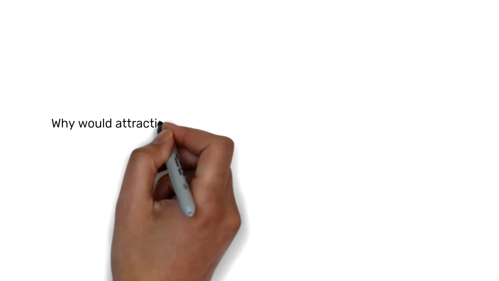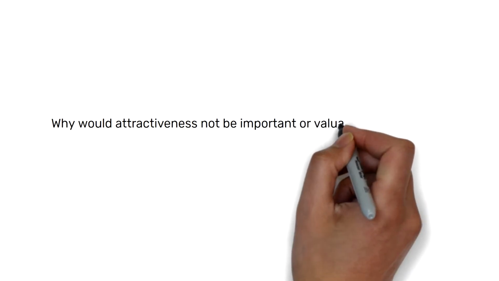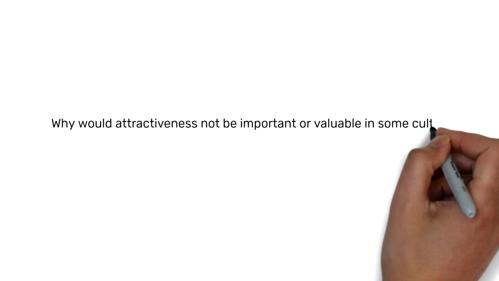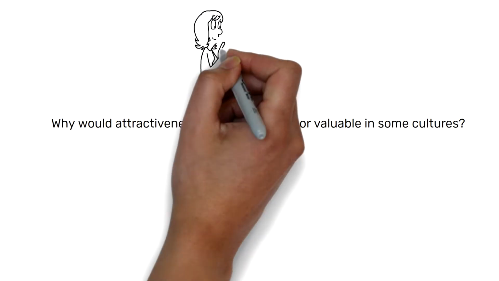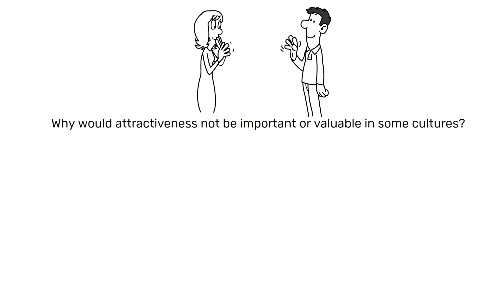Could attractiveness not be important or valuable in some cultures? Today we're going to break down two aspects, relational mobility and residential mobility. We'll look at what these are and how they interact with cultures before moving on to look at friends and enemies.